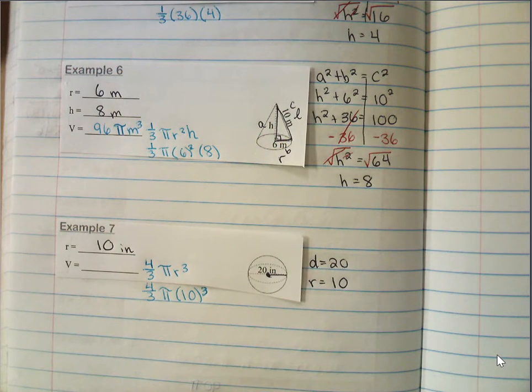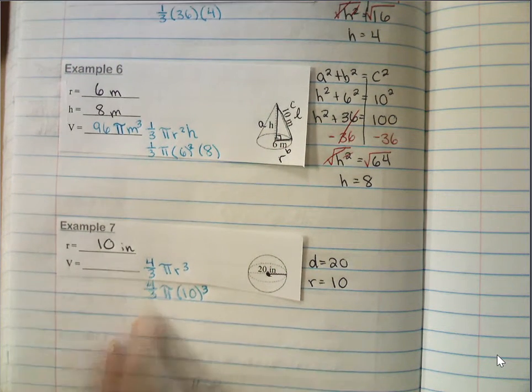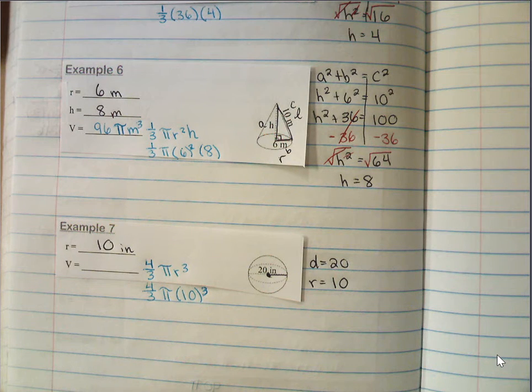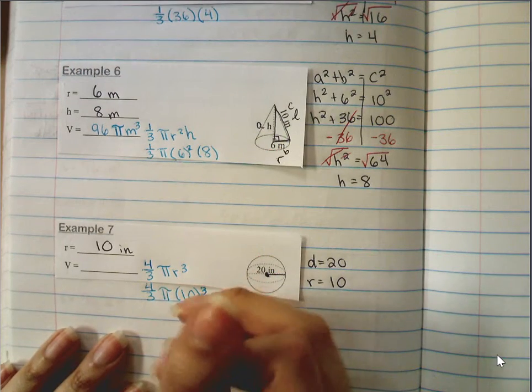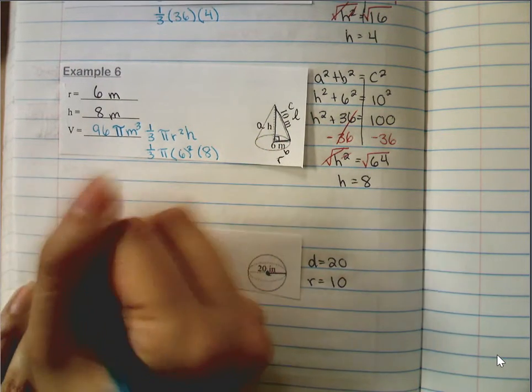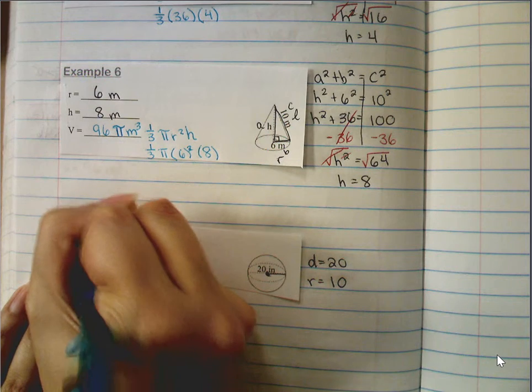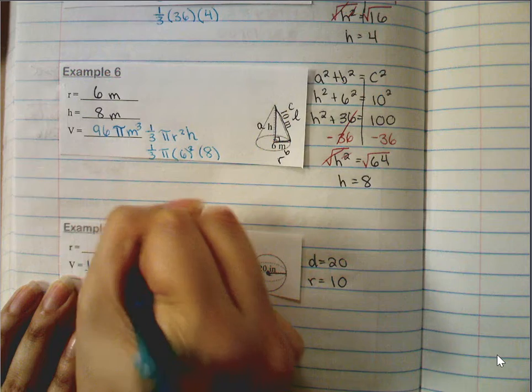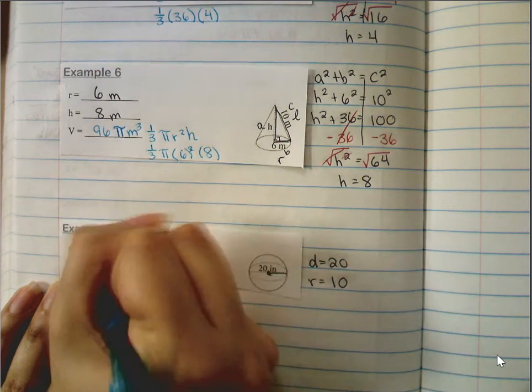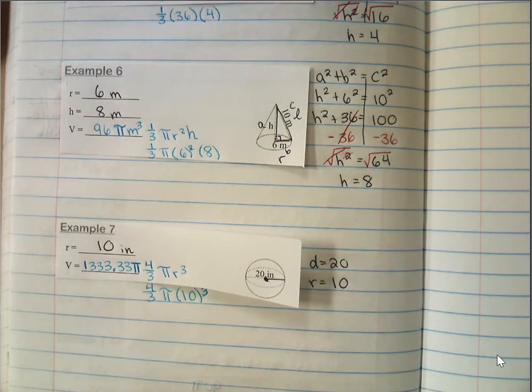In your calculator you will type 10 cubed, so 10 times 10 times 10, and then you multiply by the 4/3. It's going to give you a decimal, so we're going to round to the nearest hundredth. This gives me 1,333.33, and then pi next to your number. And that's it. That's for spheres.